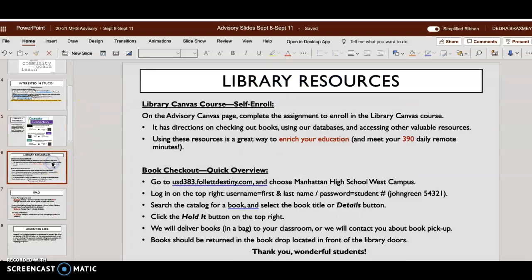On slide 6, the library has shared some resources and procedures for the 2020 school year. Please have students read this since things are obviously different than they were last year.